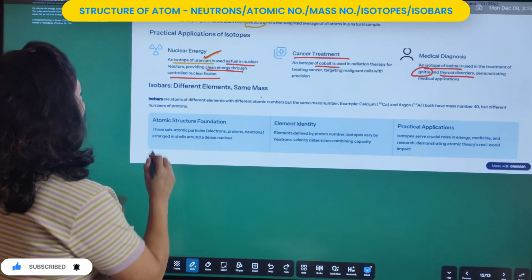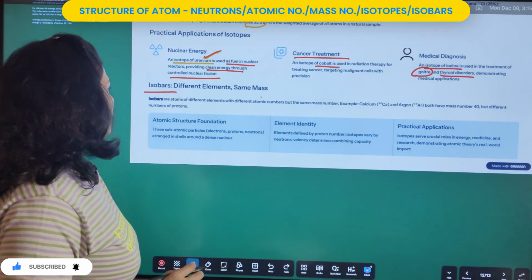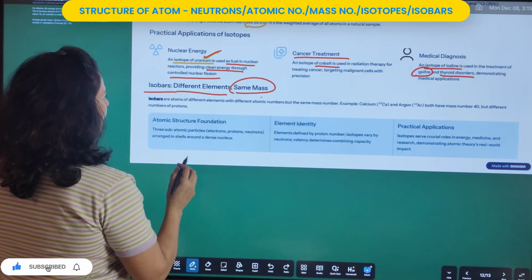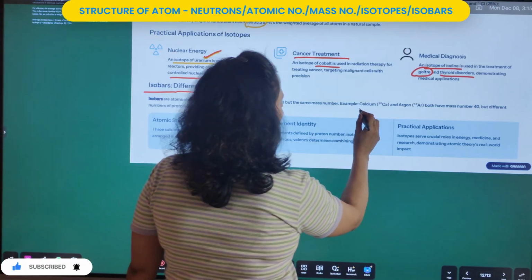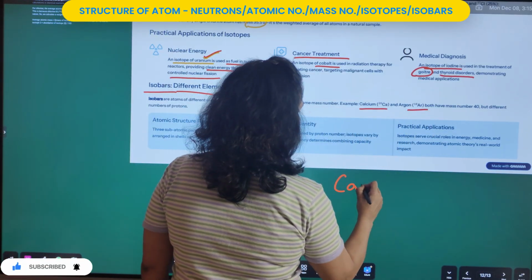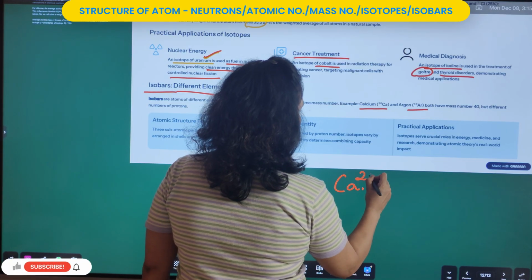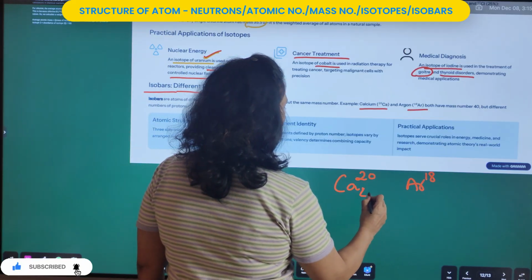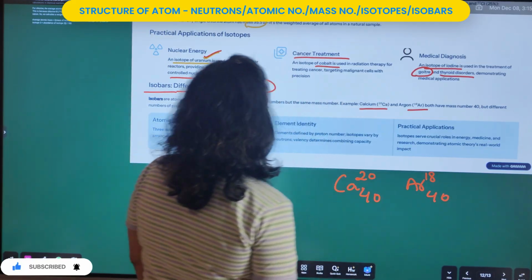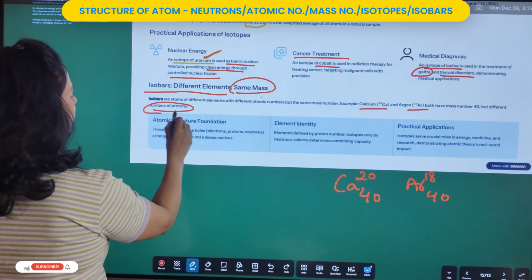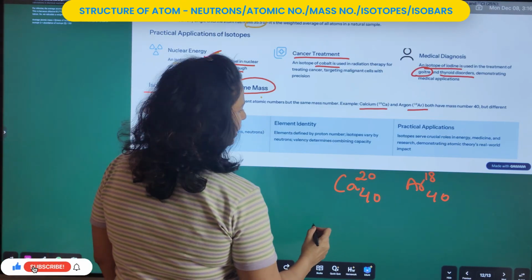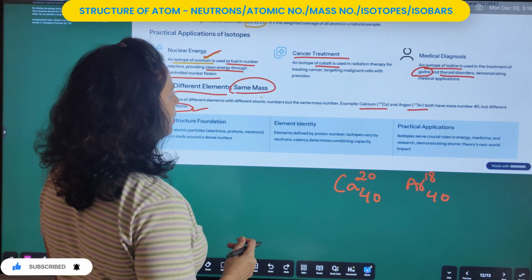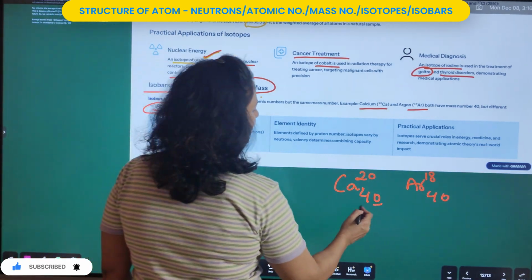The last concept is about isobars, which are different elements but have the same mass. For example, they have given calcium and argon. Calcium has atomic number 20 and argon has atomic number 18, but their mass number is 40 and 40. So the numbers of protons are different, but their mass number is the same.